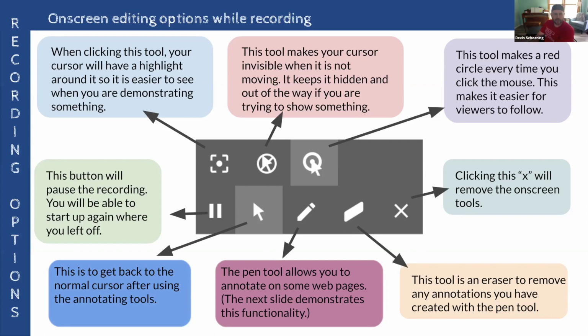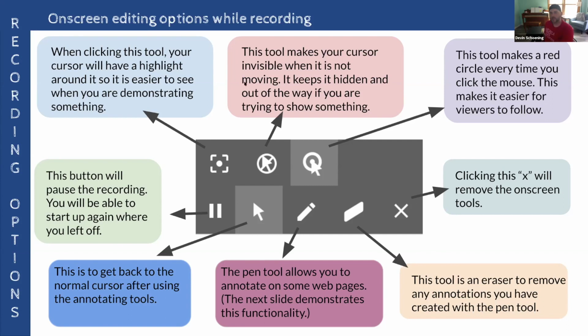Along the bottom, on the left, if you're recording, you can pause and then resume. So if I'm going along and I need to pause because for whatever reason I need to check something, I need to get another document in front of me, or I just need a break and to get a drink, you can pause that video and then resume the video. The second one over is to get back to normal cursor after using the annotating tools. So if you want to get back to a normal tool and not a pen, this will get you back to just your normal cursor.